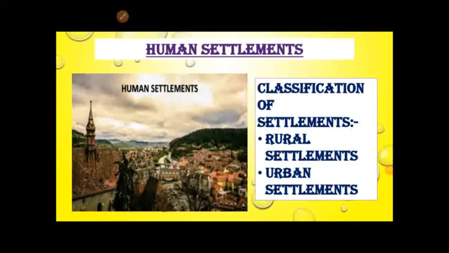Classification of settlements. On the basis of occupation, settlements may be classified as rural and urban settlements. Rural settlements. Any settlement where most of the people are engaged in primary activities like agriculture, forestry, mining, and fishery is known as a rural settlement. Most of the world's settlements are rural, and are mostly stable and permanent. The most important and unique feature of rural settlements is the vast open spaces with a green, pollution-free environment.